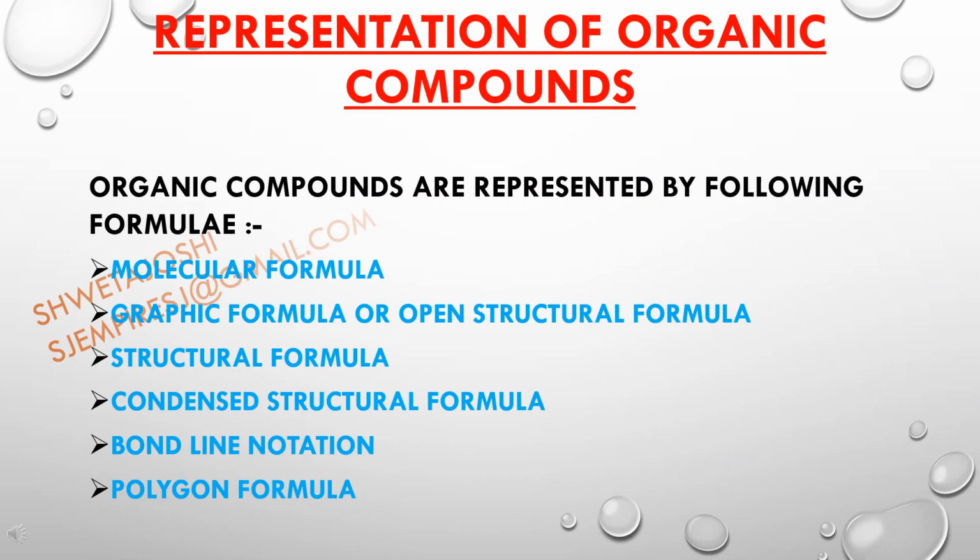Now covering representation of organic compounds. These compounds are represented by the following formulas. First one is molecular formula, second is graphic formula or open structural formula, third one is structural formula, fourth one is condensed structural formula, fifth one is bond line notation, and sixth one is polygon formula.